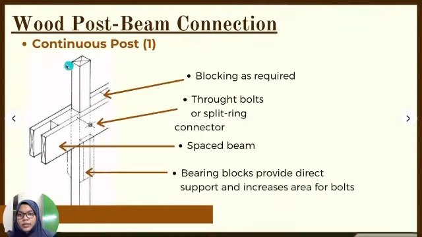The next one is the continuous post. So this block is the blocking. We use blocking as required. This is the through post or split ring connector, and this is the spaced beam, where there are two different separated beams here. So it is called a spaced beam. And the thing under it, the bearing blocks, we use bearing blocks that provide direct support and increase the area for bolts, because sometimes the bolts are long.